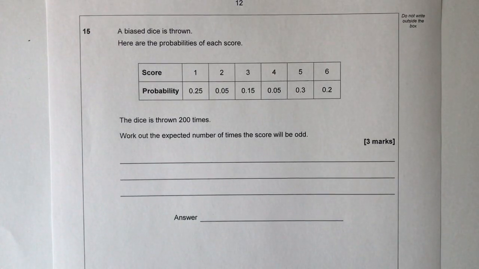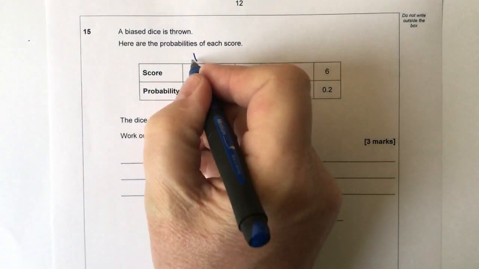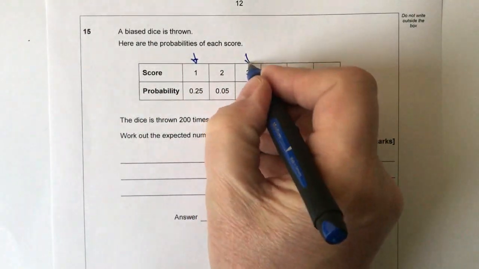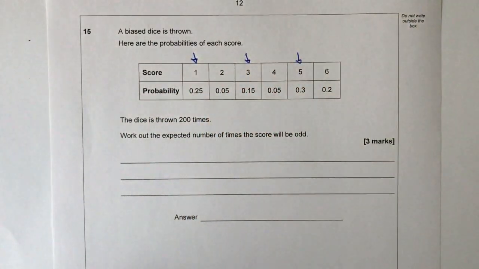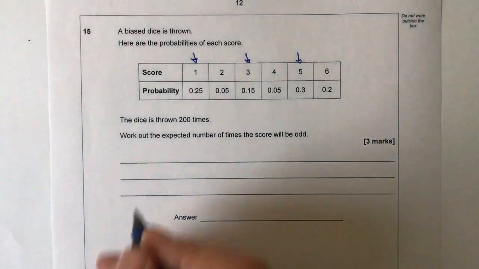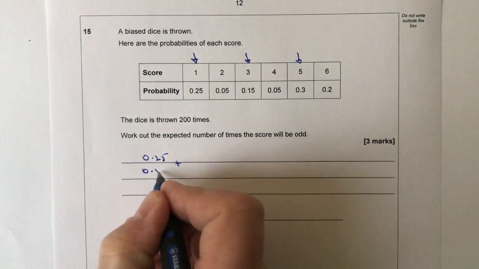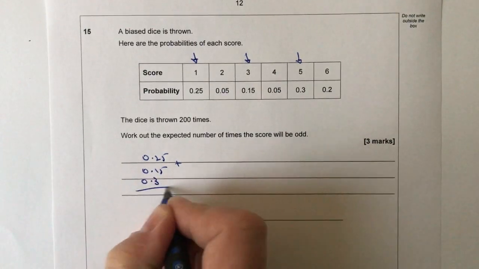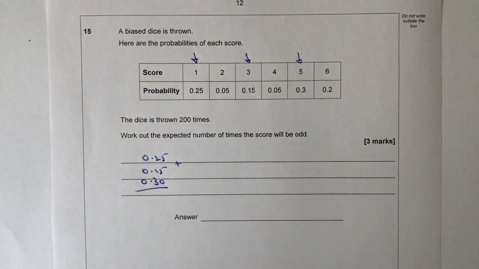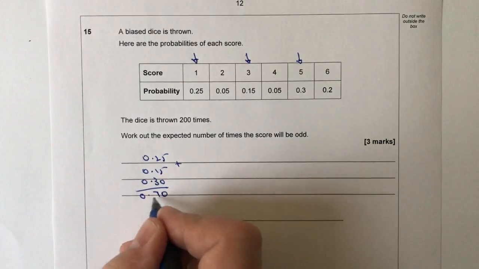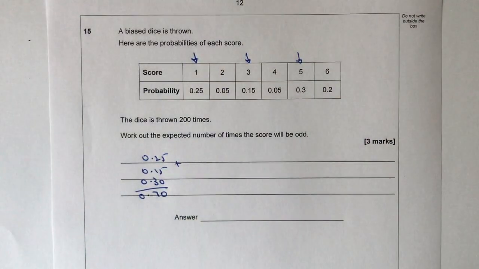Okay, well, let's have a look at the number of times that the score will be odd. Is going to be this one here, this one here, and this one here. If it's thrown 200 times, we're basically saying that the number of times it would land on an odd score is going to be 0.25 plus 0.15 plus 0.30. Add all of those together, it is going to land on an odd score 0.7 of the time, if you like, or 70% of the time.